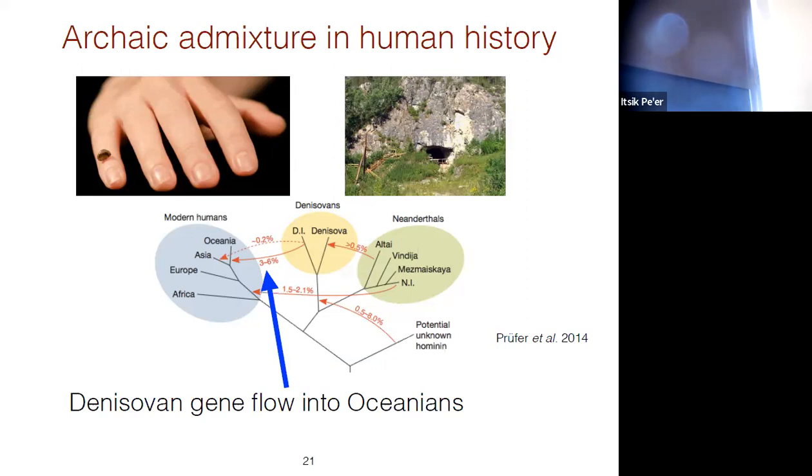And like we did with the Neanderthals, we could ask whether there was interbreeding between Denisovans and modern human populations. What was found was that there was Denisovan gene flow into populations in present-day Oceania. So Oceanian populations today have, in addition to the Neanderthal ancestry, ancestry related to this group, the Denisovans.